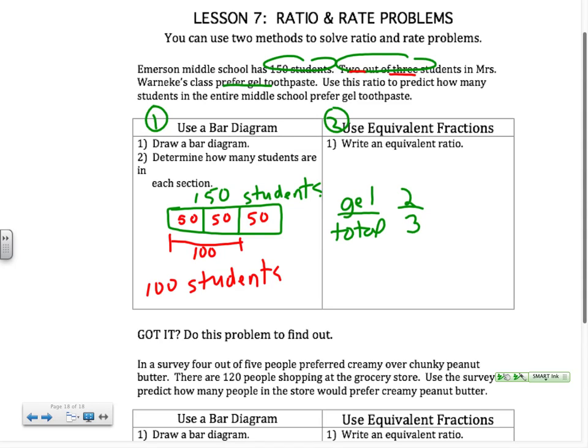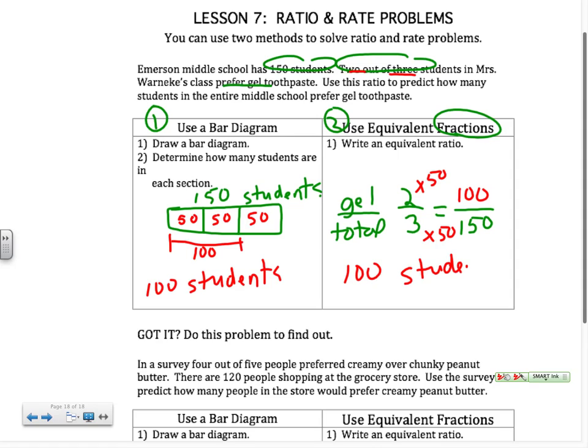Students who prefer gel. I know that my total at Emerson is 150 students. These are fractions. We've been working with fractions this whole unit. How do I get from 3 to 150? Multiply by 50. I do the same thing to the top and I get 100. Did I get the same answer? Yep, just 2 different ways. So the answer here is 100 students.